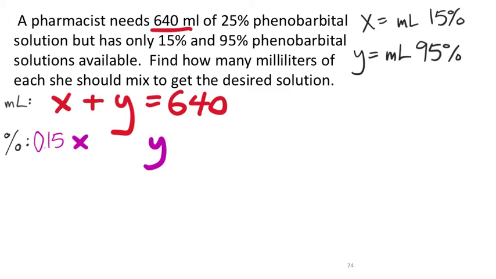And then the 95%, right? So that, again, I would just take the Y. That's how much of the 95% I have. And if I multiply that by the 95% right there, then I would have that amount of solution at that strength. I hope I'm getting that right. Now, if I add those together, I should get the final mixture, which is 25% of this much phenobarbital.